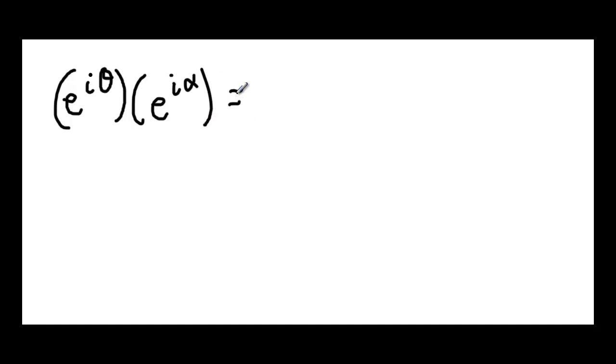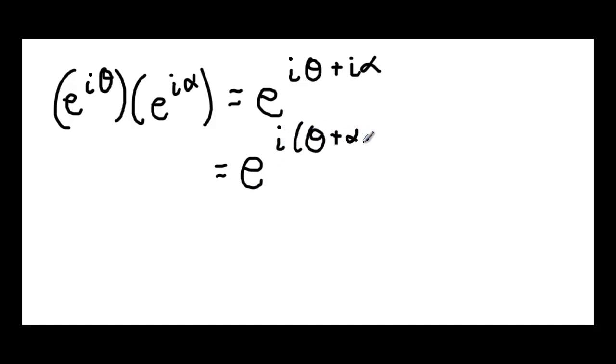I will be kind enough to show you, however, the proof for Euler's form. If I took e to the i theta and were to multiply it by e to the i alpha, well, these are just exponents. So with the exponents, I can just add them together. e to the i theta plus i alpha, which gives me e, if I factor out the i, theta plus alpha. Isn't that nice?